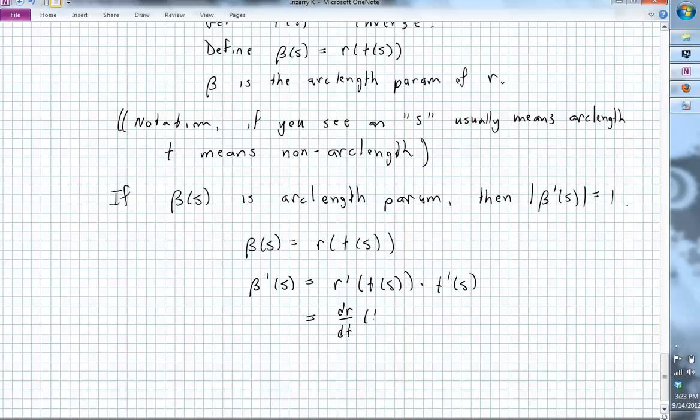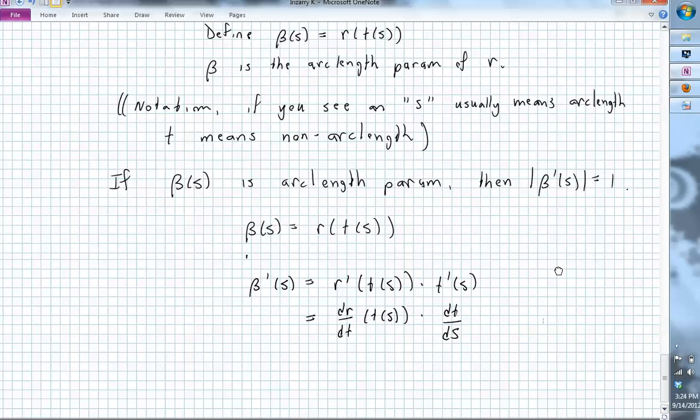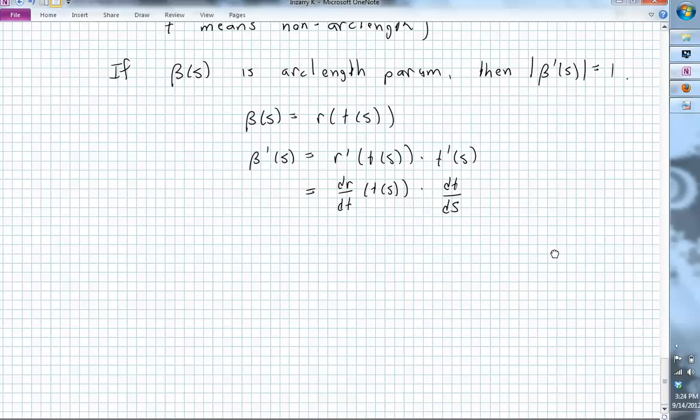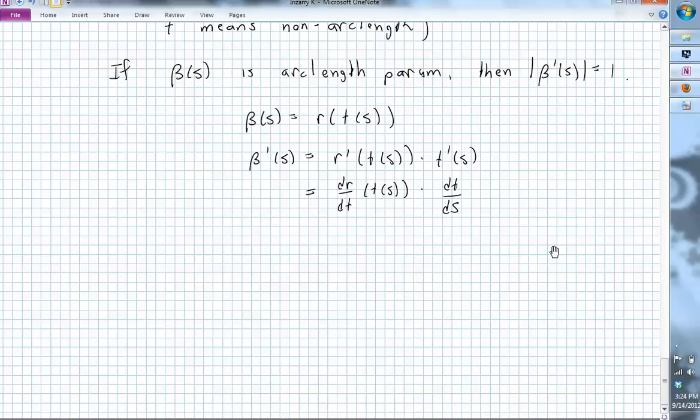That's dr dt, evaluated at T of S, times dt ds, the derivative of T with respect to S. That's secretly how the chain rule is actually working. Right? You differentiate this guy with respect to its original variable, and then you plug this in. Okay, that's how the chain rule works.